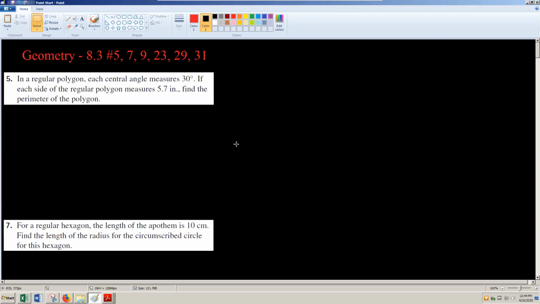We're starting out with number 5. Here we have a regular polygon. The central angle measures 30 degrees. If each side of the regular polygon measures 5.7, I want to find the perimeter of the polygon.